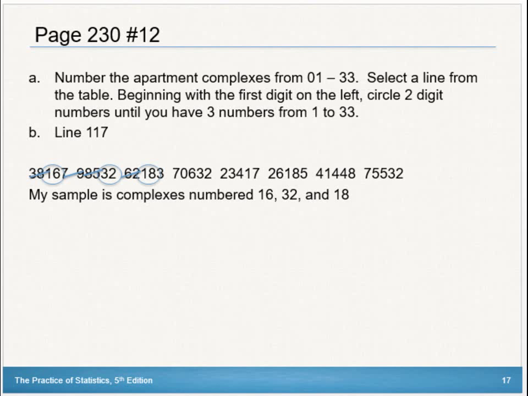And you would circle 2-digit numbers until you have 3 numbers in your sample. So I crossed them out here with little blue slashes. I don't know how clear they are, but 38 was crossed out, and so 16 was my first answer that worked. 79 didn't work, 85 didn't work, 32 was good for my sample. 62 didn't work, but then 18 did, and they only asked for a sample of 3, so that would be our answer.